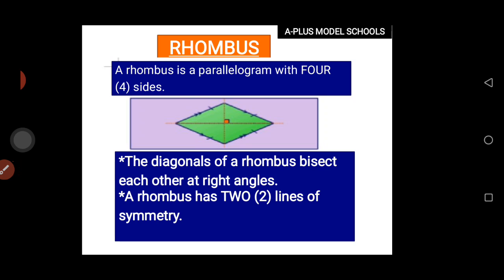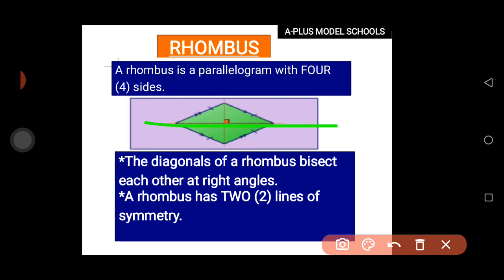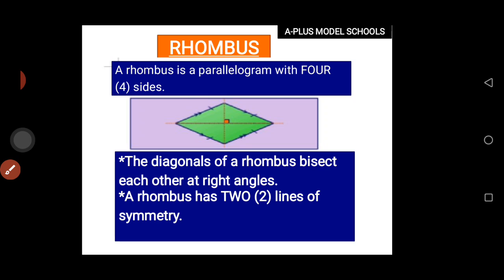A rhombus has two lines of symmetry. The red line shows that if I divide it into two like this, I will have equal sides. If I also divide it perpendicularly, I will also have two equal sides. So a rhombus has two lines of symmetry. But we can also say that a rhombus is a bent square because all the sides of a rhombus are equal, just like a square. It is just a bent square.